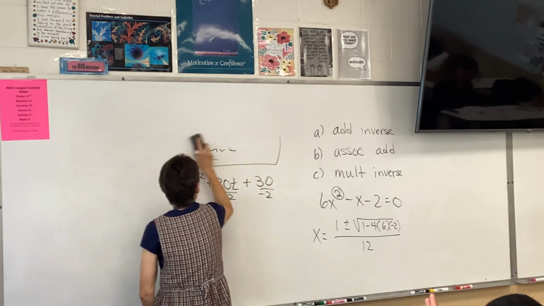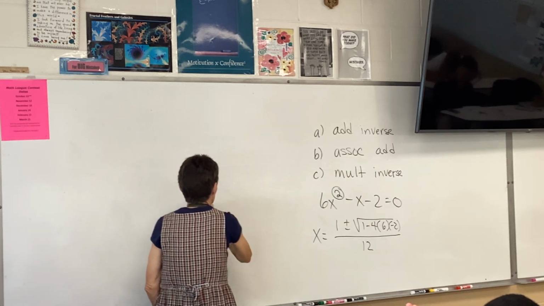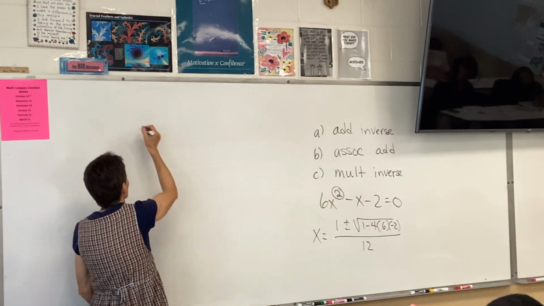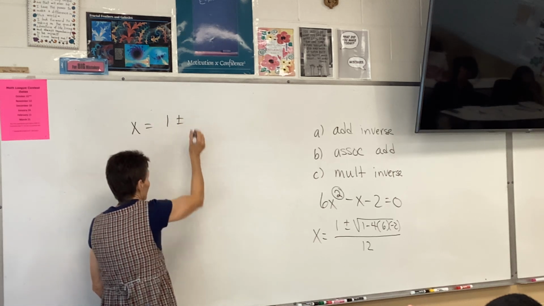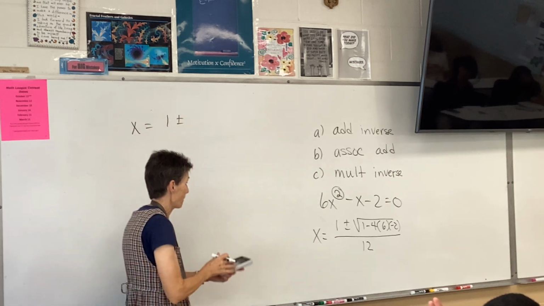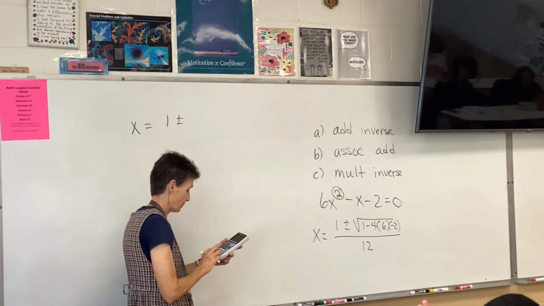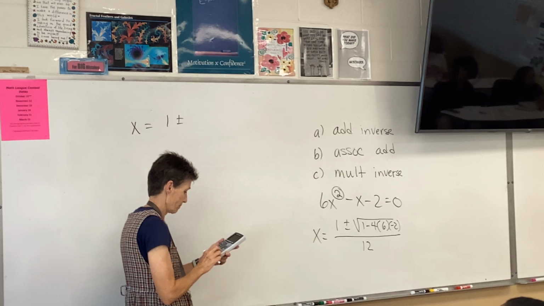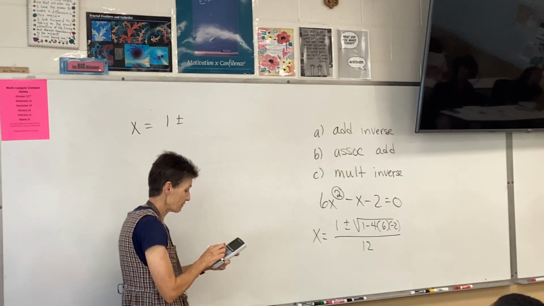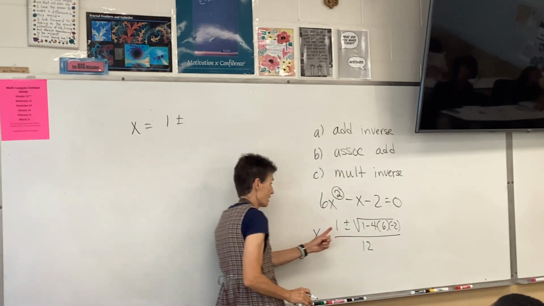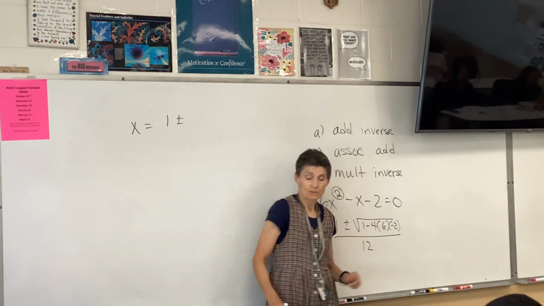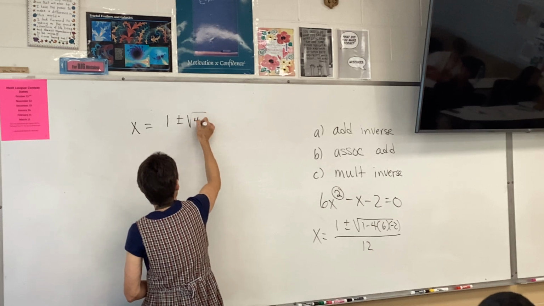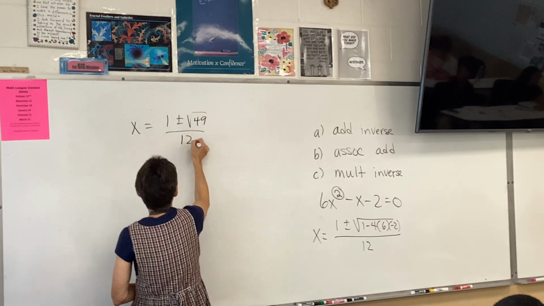What do you think? Are you okay with that? Alright, what's under the radical? 49? 48. 48? I think 49 altogether. I think Willow, this comes out to be negative 48. So when we combine that one, we get 49, which is going to be 7.